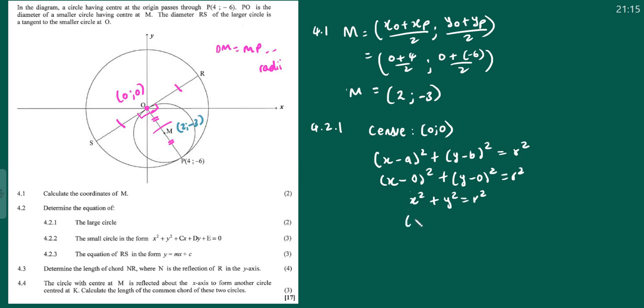So I can say x is 4, and then y is negative 6, all squared. That will give me r squared. If I put it in my calculator, 4 squared plus negative 6 all squared, I should get 52. There's no need of finding the root on both sides. It means the equation will be x squared plus y squared is equal to 52. Then you are done. You found the equation.